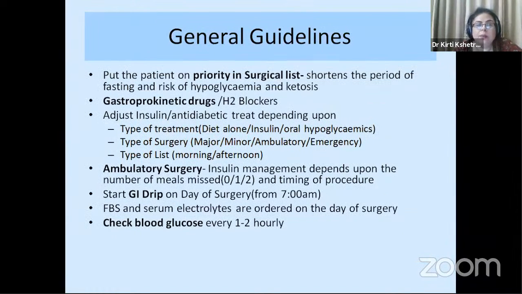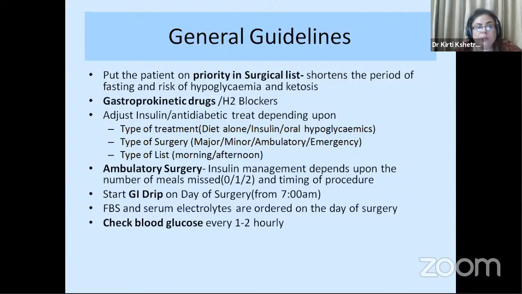General guidelines: the patient should be put on priority in the surgical list. A gastroprokinetic agent or an H2 blocker should be administered. Insulin and antidiabetic treatment should be adjusted depending upon the type of treatment, type of surgery, and type of list.